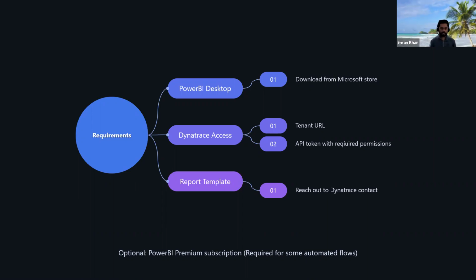If you want access to those, you can reach out to your Dynatrace contact, either your CSM or account exec, or if you have a guardian, just anyone. And a Power BI Premium subscription, if you have it, fine. It's not necessary, but it does allow you to get some automation, like automated flows, sending reports automatically to customers, things like that.